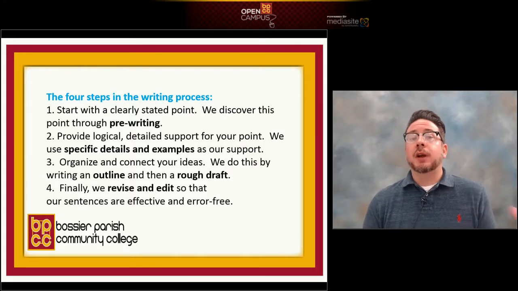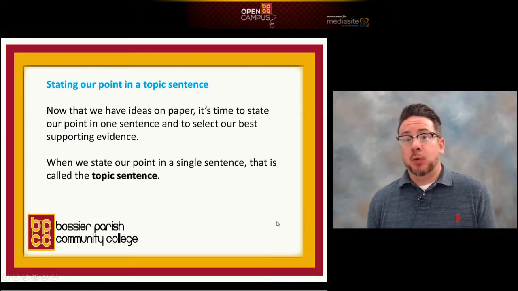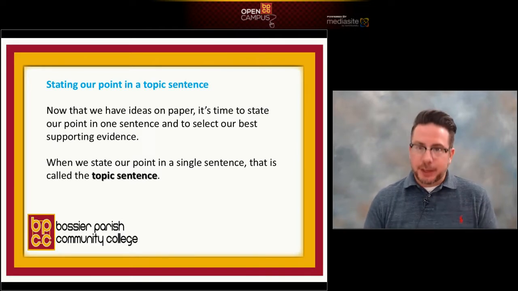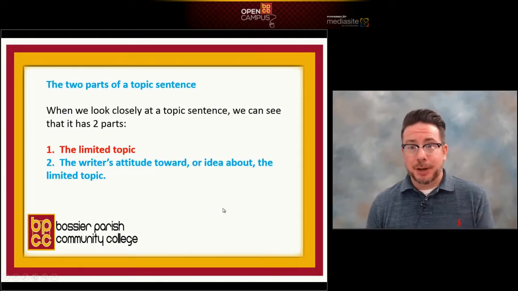Once we have all of that done, all of the specific evidence and supporting details, we move on to step 3, which is to organize all of those supporting points in a way that makes sense. And then we'll write our rough draft of our paragraph. And then in step 4, the final step, we're going to revise and edit that rough draft so that we have a final draft of a clear, effective paragraph.